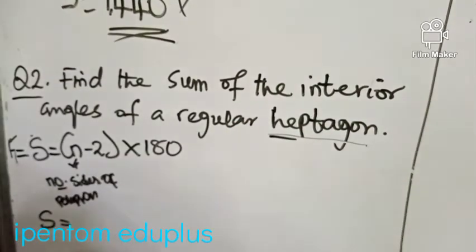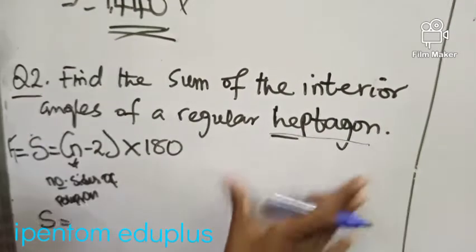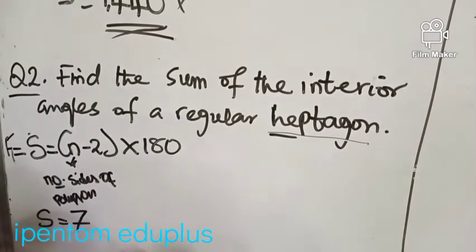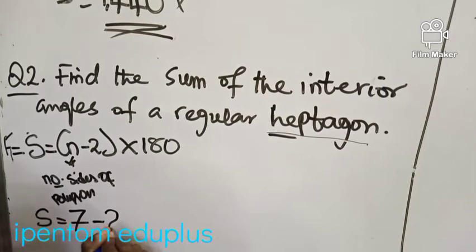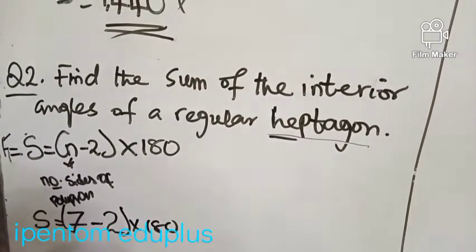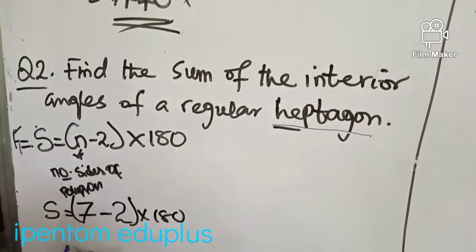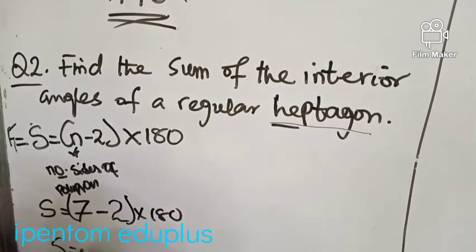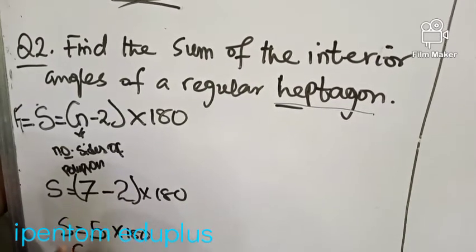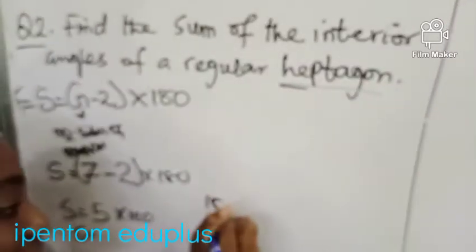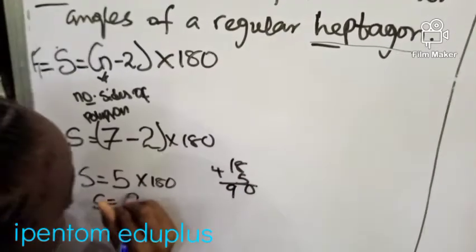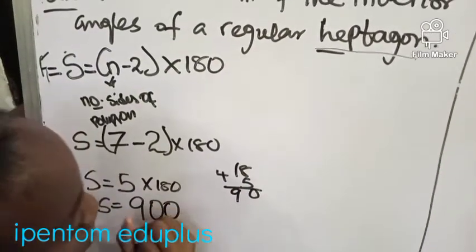According to the last class, the number of sides of a heptagon is 7, according to the tabular form. So (7 minus 2) times 180. 7 minus 2 is equal to 5. So S equals 5 times 180. S is equal to 900.